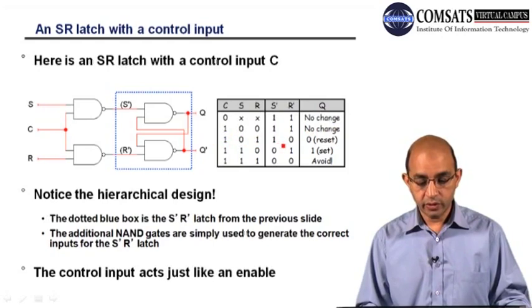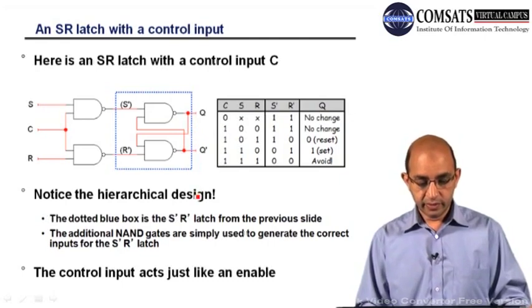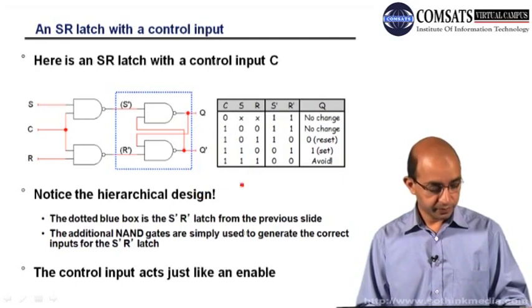0 1, right. So because we want to reset, because R is 1, we want to reset the latch. Here, 1 0, we want to set the latch, set means 1. So here we have to avoid 1 1, because we will be getting the race condition, and that's why we have to avoid this input.